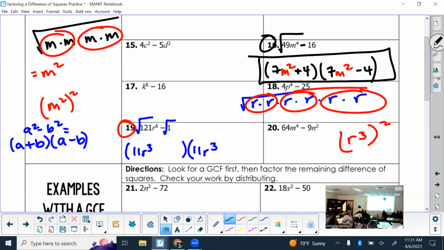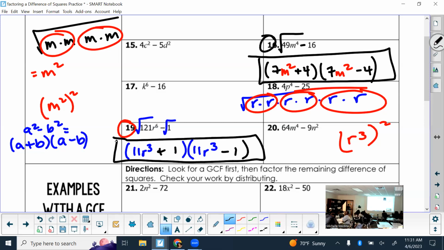Put the plus in one of them, put the minus in the other. What's the square root of 1? 1. Question, comment, concern? Okay.